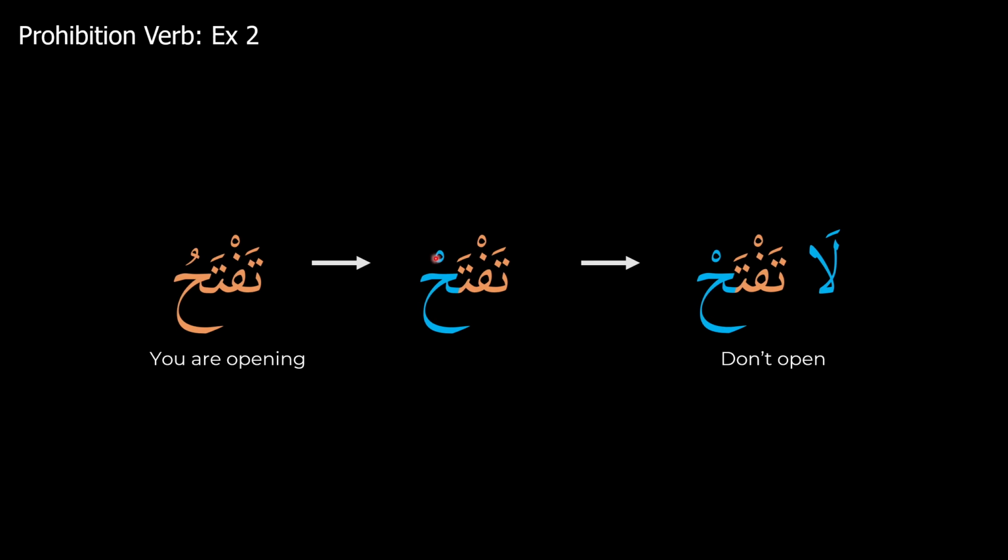Now let's take a look at another example. Here we have taftahu, which means you're opening. Again, this is in the second person present tense form. And then all we have to do is put a sukun at the end. So this becomes taftah. And then all we need to do is add the la of prohibition to the front. And then this becomes la taftah. And now it's a prohibition verb, which means don't open.